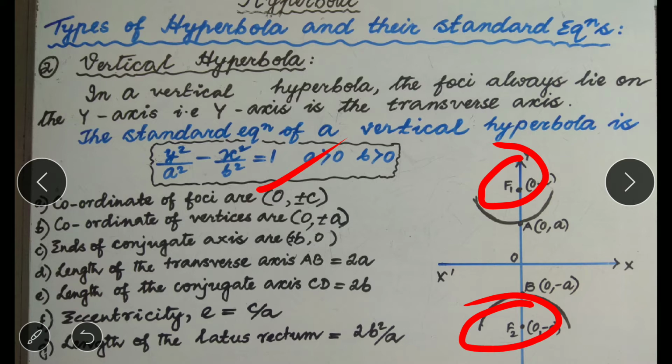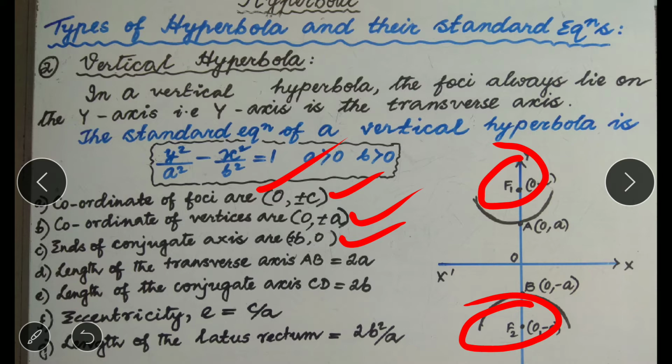I repeat, y square by a square minus x square by b square equals to 1. Both a and b are positive. Now, a few formulas associated with the vertical hyperbola. Coordinates of the foci are 0 comma plus minus c, since it is lying on the y-axis. Coordinates of the vertices are 0 comma plus minus a. Ends of the conjugate axis are plus minus b comma 0.